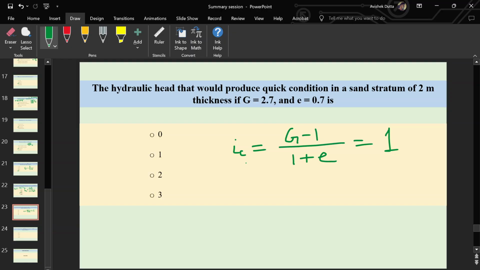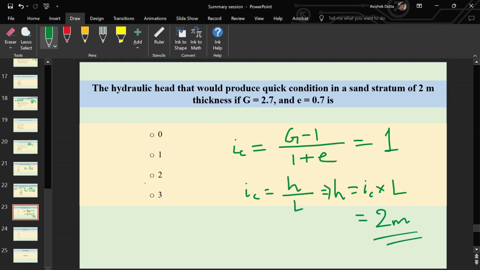Now this is the hydraulic gradient that would produce the quick condition. And what is the value of the hydraulic gradient? Isn't it hydraulic head divided by the length of traverse, or the thickness of the soil? So the hydraulic head that would produce it will be equal to ic into L. Now L is the sand thickness, equal to 2. So the head causing this quick condition in this scenario would be 1 into 2, that is 2 meter. So the answer is the third option, 2. Is it clear? Yes, sir.